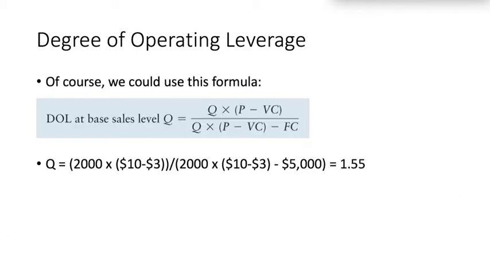Now there's an easy way of doing this, which is using this formula right here, right? So all we do is plug in the numbers, the amount of sales, which was 2,000, sales price minus variable cost, fill in the rest of the formula, you get 1.55, right? So what this means is that for every 1% change in sales, EBIT is going to change by 1.55%.